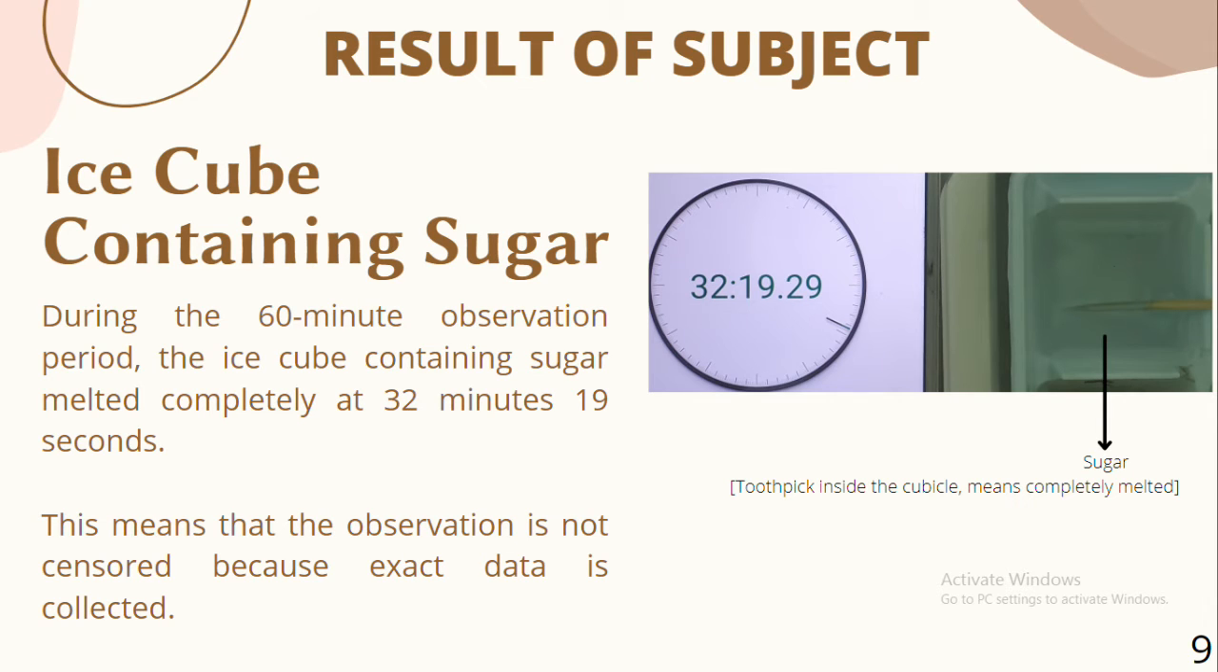Alright, so now we are seeing the result of the subjects. First one is the ice cube containing sugar. During the 60-minute observation period, the ice cube containing sugar melted completely at 32 minutes 19 seconds. This means that the observation is not censored because exact data is collected. We can see from the picture, the toothpick can be placed inside the cubicle, meaning that it completely melted.